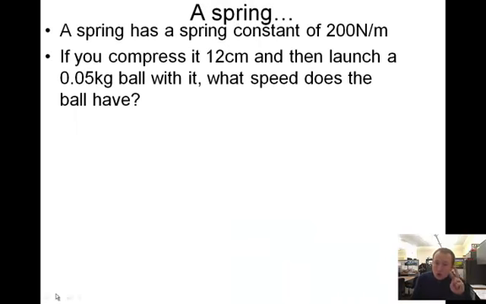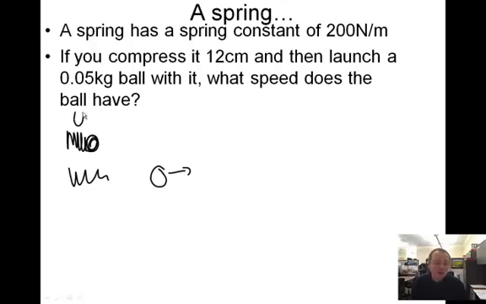We're going to do 2 problems just to make sure that we're comfortable with these. A spring has a spring constant of 200. You can press it 0.12 meters and then launch a ball with it. What speed does the ball have? Well, let's think about my scenario. I start with a spring being compressed, and then the spring is not compressed and the ball is moving. So I think of my energy. What type of energy do I start with? I start with spring energy, and I end with motion energy.